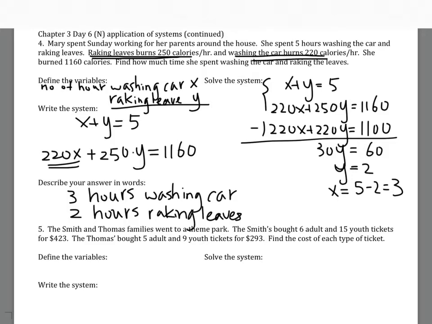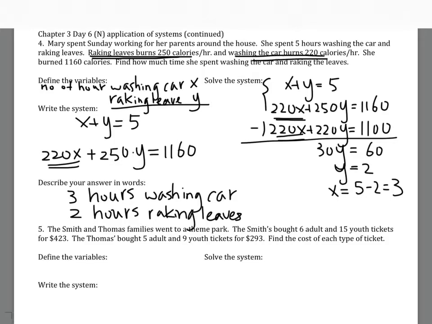So putting the two equations together, we have x plus y equals 5. Second one, we have 220x plus 250y equals 1,160. So multiply the first equation by 220. We have 220x plus 220y equals, so 5 times 220, that's 1,100. Subtract the two. Why do I subtract? I have the same number again, 220, 220, so I have to subtract to eliminate the x.